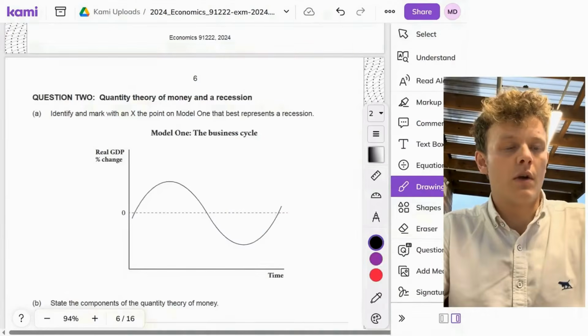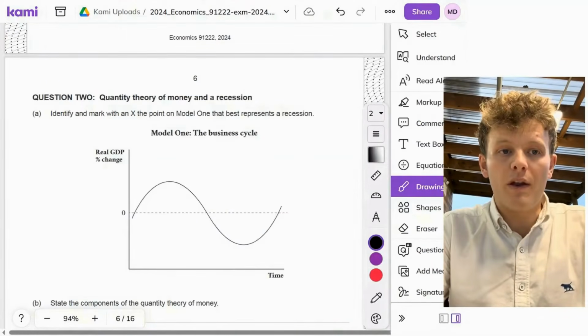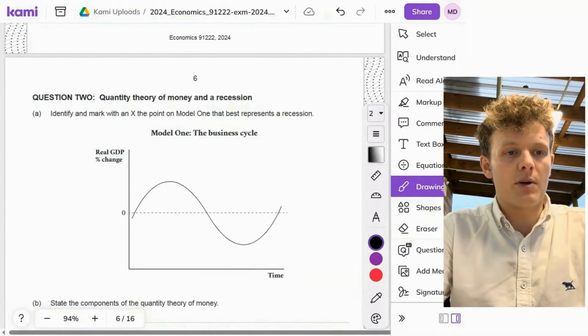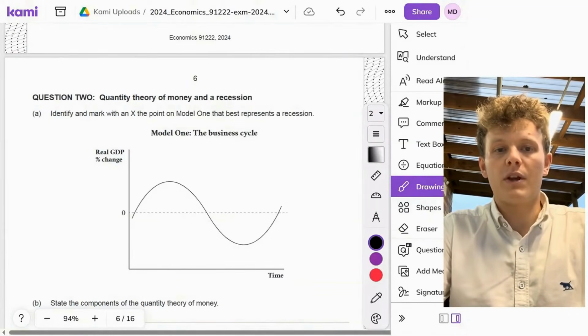Okay, let's look at question 2. Identify and mark with an X the point on the model 1 that best represents a recession. And so we know that this is going to be our growth stage. Up top is going to be the boom or the peak. Then we move down into this recession where we get the negative growth, down to a depression or a trough, and then back up to growth again.